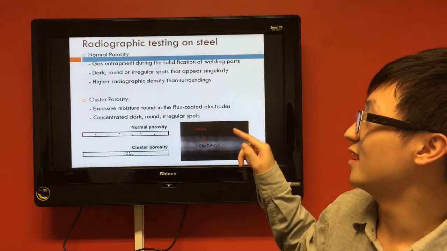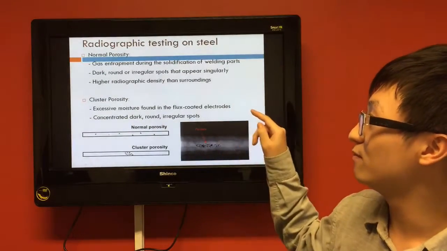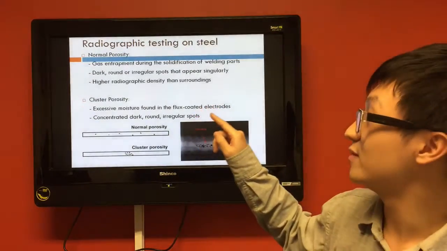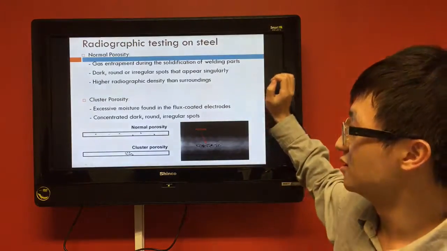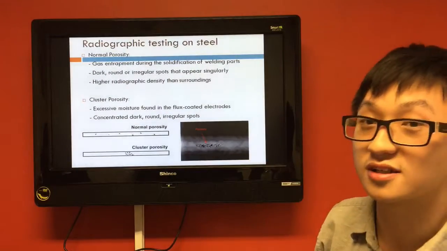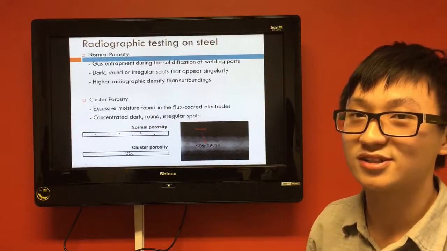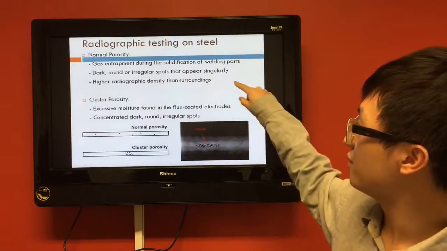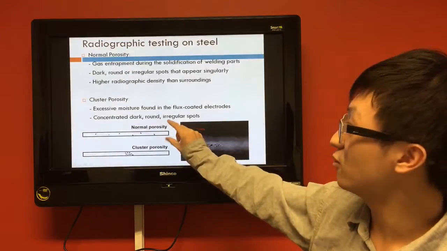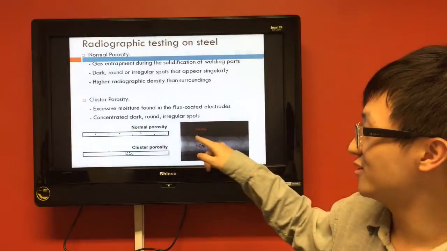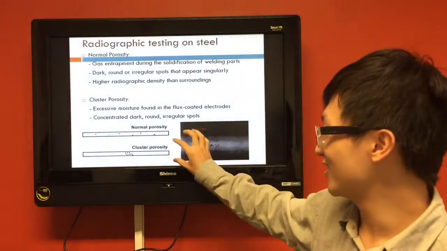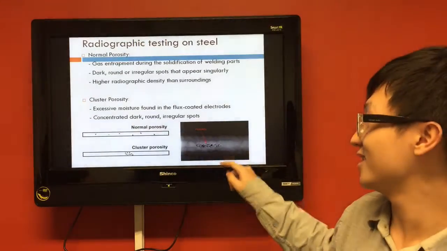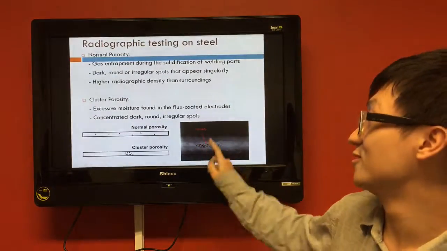This is the porosity. It is further classified into normal porosity problem and cluster porosity problem. Porosity is caused by gas entrapment during the solidification of the welding parts, or excessive moisture found in the flux-coated electrodes. And they share a similar image on the recording media. Normal porosity will have dark round and irregular spots that appear singularly, as shown in this photo. And cluster porosity will have concentrated dark round and irregular spots shown here. And this is the actual recording media image of cluster porosity. Here is the dark spot.